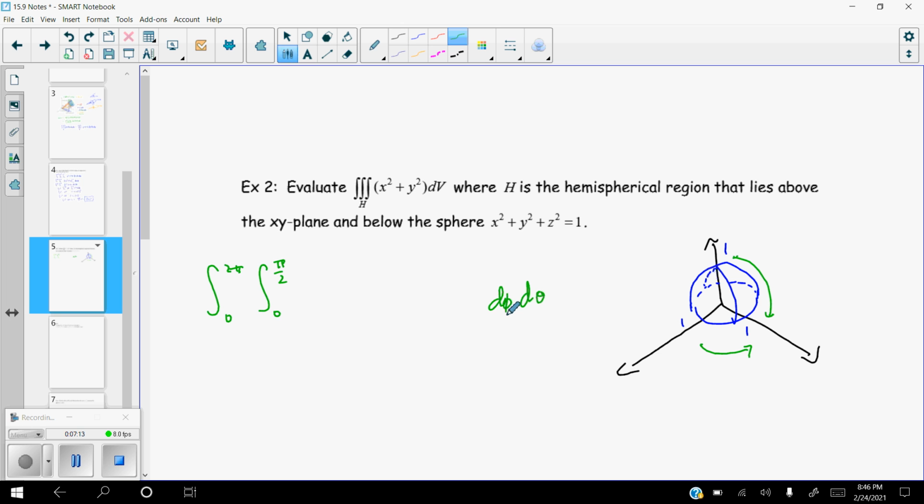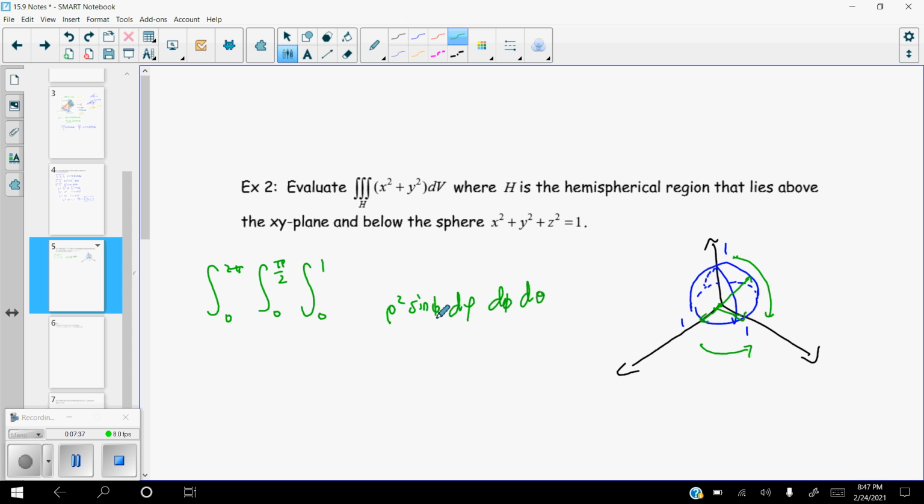And then my rho goes from the center out to the edge. Well, anywhere out to the edge right here is a distance of 1. So rho goes from 0 to 1. So there is my d rho. We also have to have our conversion factor, which is rho squared sine phi.